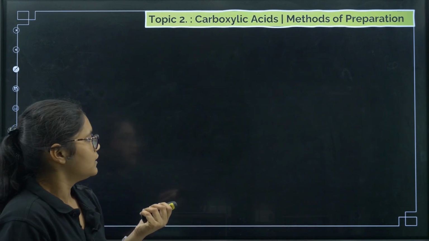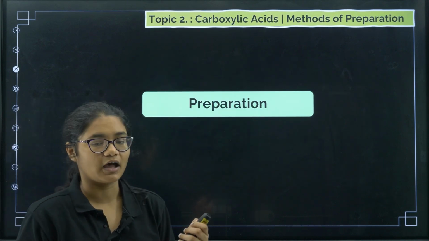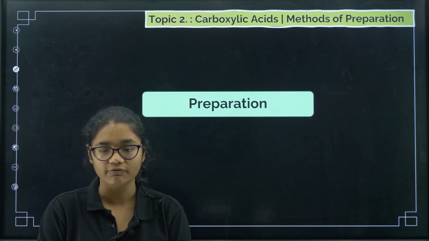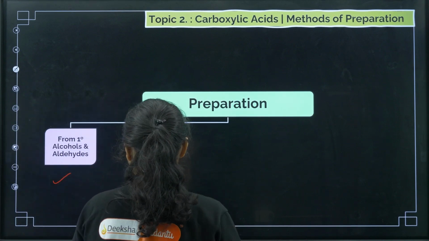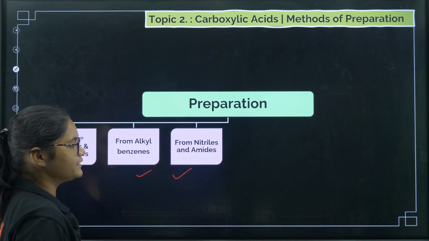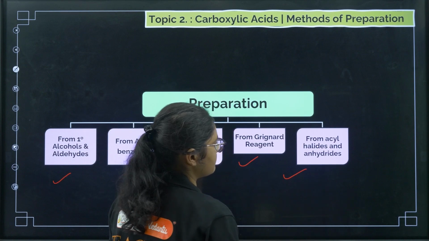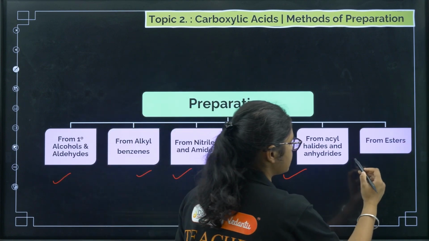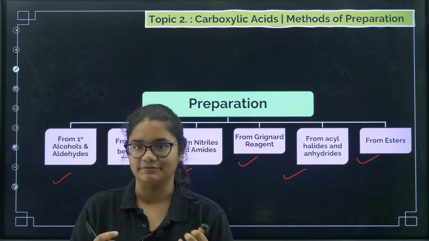Okay, these are the three reactions with which we can prepare ketones. Now we'll go to methods of preparation of carboxylic acid. The first one is from alcohols and aldehydes, second from alkyl benzenes, third from nitriles or amides, then fourth from Grignard reagent, fifth from acyl halides and anhydrides, and the sixth is from esters. So there are six methods. Let us revise them again.